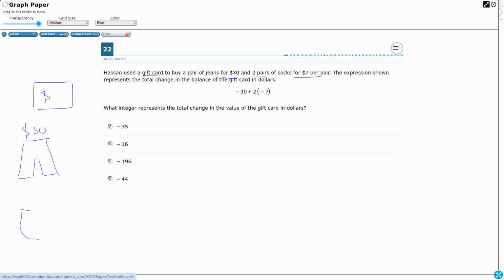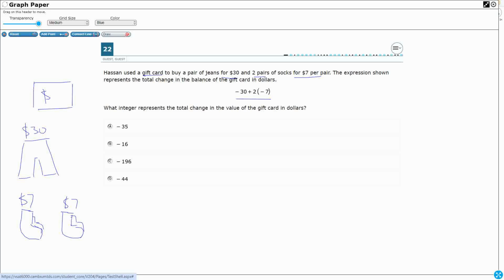Now my socks, there's going to be 2 sets of them. And they come in a pair, so I'm just going to draw 2 like that, and I'm going to put a 7 on that. And I'm going to repeat that because there's 2 pairs. And it's another $7. Now what we have here is an expression, and it represents the total change in the balance of the gift card.